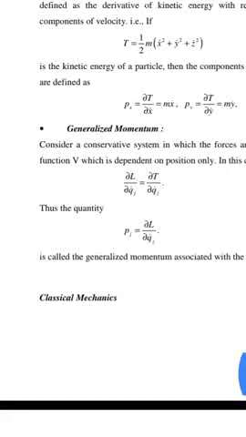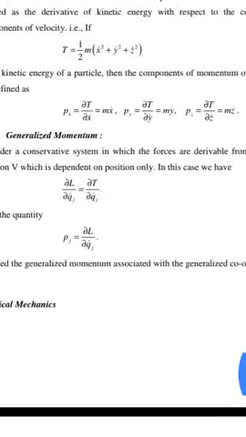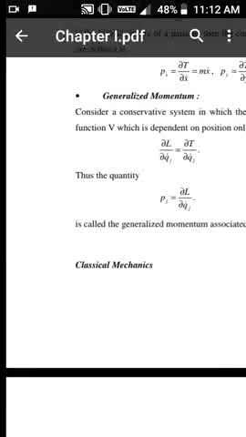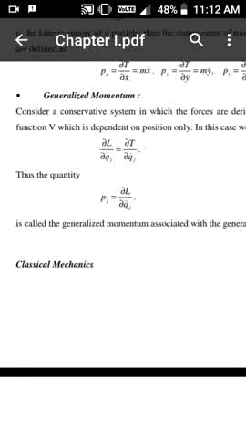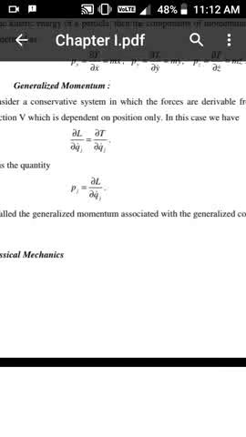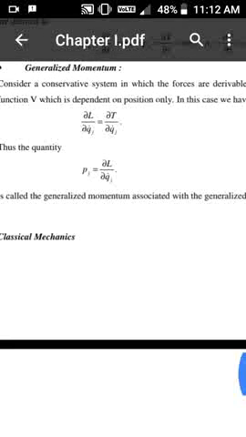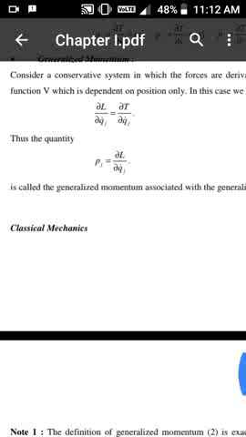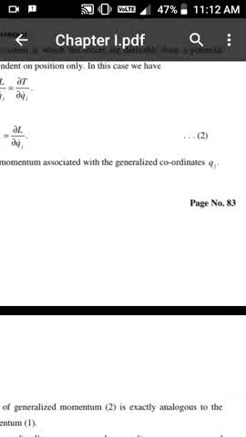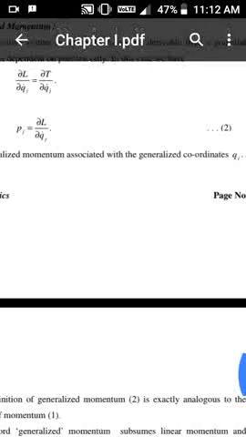Next, generalized momentum. Consider a conservative system in which the forces are derivable from a potential function V, which is dependent on position only. In this case, we have ∂L/∂q̇_j = ∂T/∂q̇_j, because the potential ∂V/∂q̇_j = 0. Then the quantity p_j = ∂L/∂q̇_j is the generalized momentum associated with the generalized coordinate q_j.